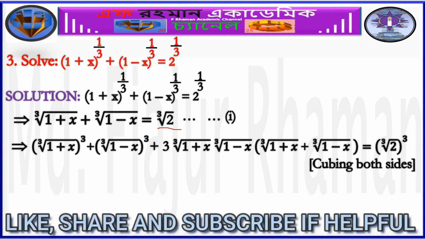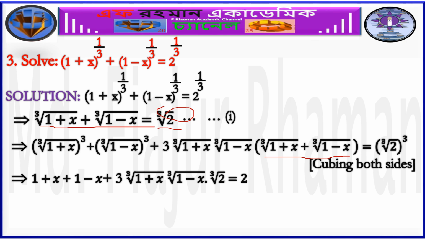We have used the formula of a plus b whole cube as a cube plus b cube plus thrice ab into a plus b. This equation implies that 1 plus x plus 1 minus x plus 3 into cube root of 1 plus x into cube root of 1 minus x into cube root of 2 is equal to 2. Cancelling cube root and 3, we get 1 plus x. Similarly, cancelling cube root and 3, we get 1 minus x. And putting this value as cube root of 2 here.